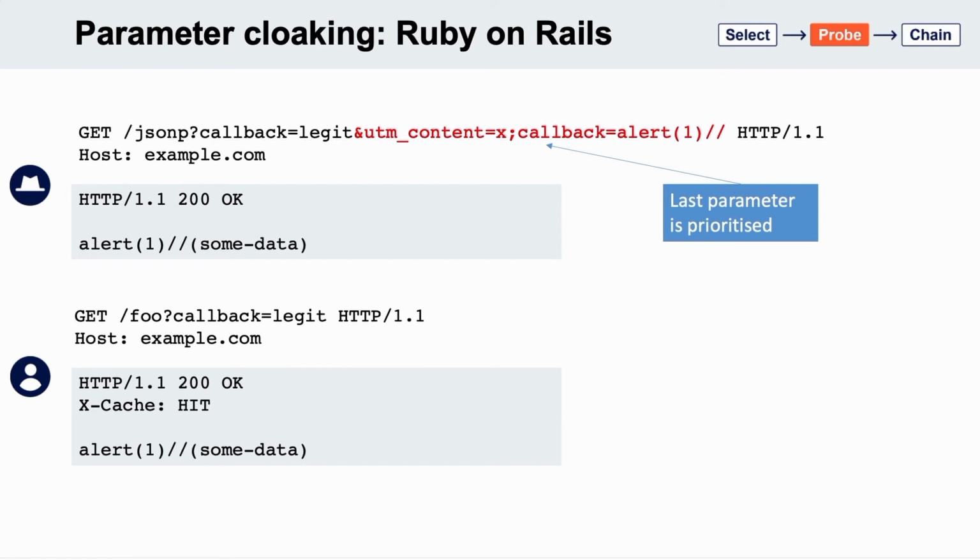For example, in this request here, from Akamai's point of view, from the cache key's point of view, there's one parameter called callback and the value is legit, or whatever value the application happens to be using. But when Rails parses this, it sees three parameters: the callback, UTM content, and a second callback parameter. And it prioritizes the last parameter, which is something as an attacker we have full control over. So we can just change that to whatever harmful code we like, and then any page on that website that uses that JSON-P will end up being exploited.